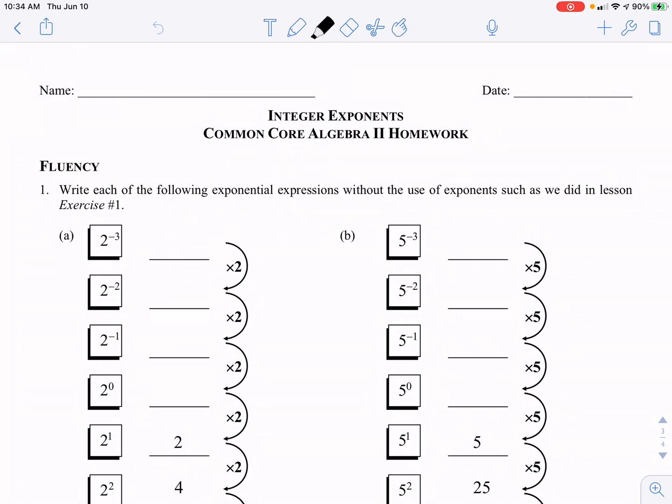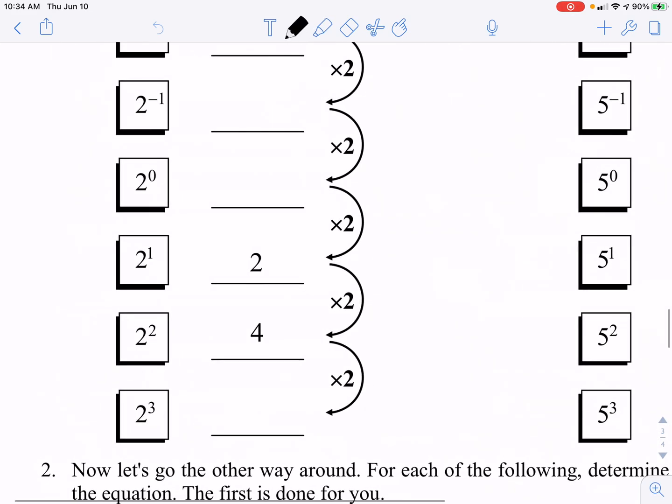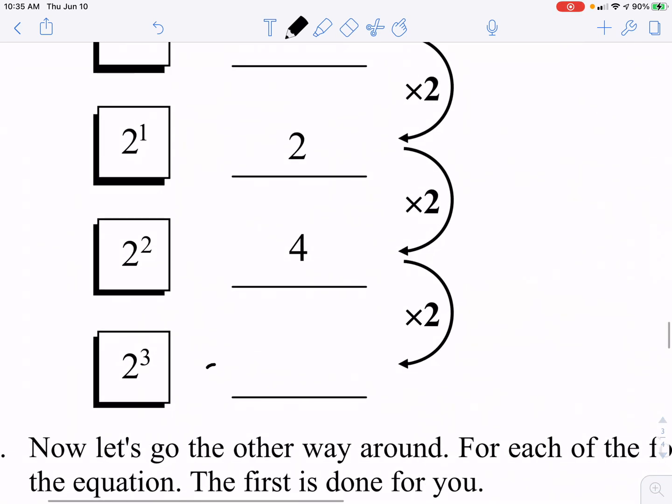Let's take a look. Write each of the following exponential expressions without the use of exponents, such as we did in lesson exercise 1. If you look in part A, we're breaking this down into factors or multiples of 2. What we're given is 2 to the first power, which is 2. When we multiply by 2, 2 squared is 2 times itself twice. We get 4. 2 cubed would be, of course, 2 times 2 times 2, which is 8.